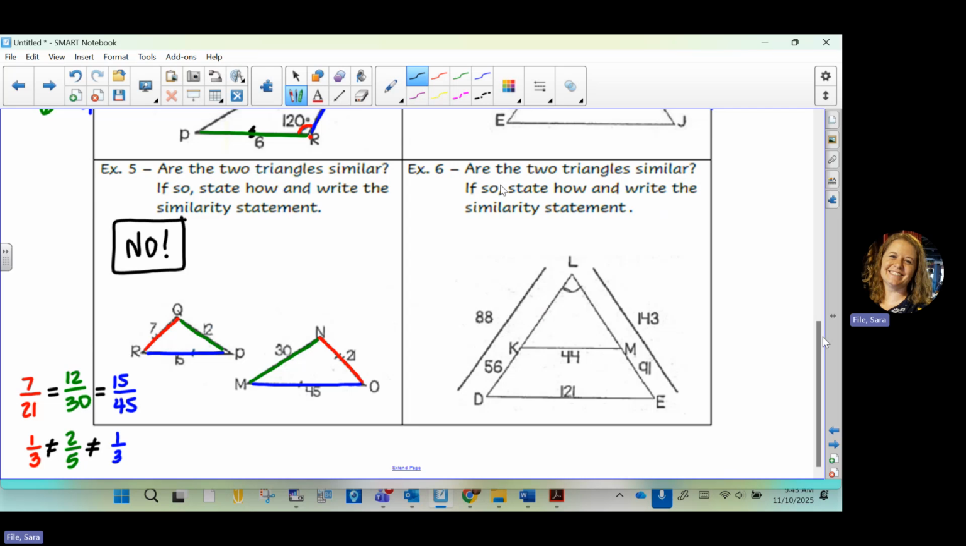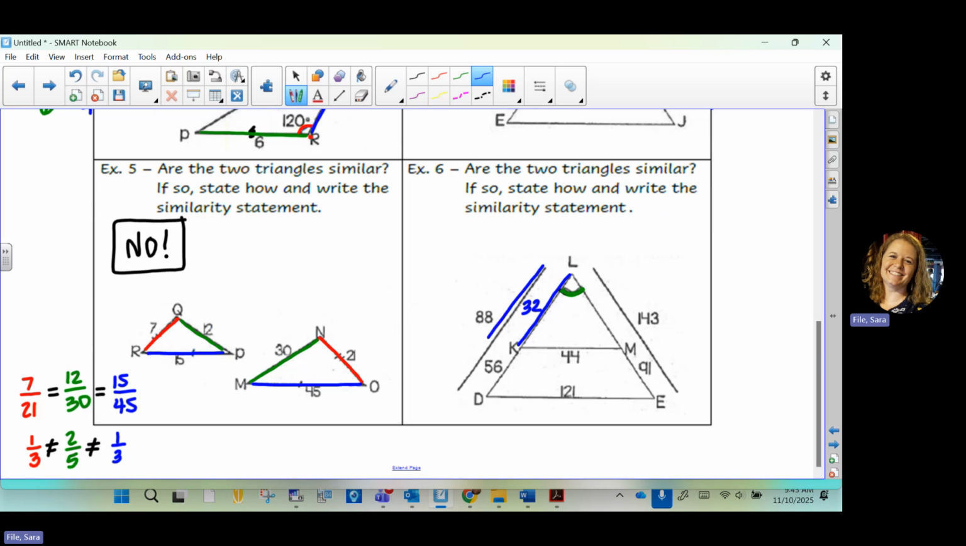Says, are the two triangles similar? Okay, we have the nested triangles again, so we know angle L is congruent to itself. So we know the total length, and we know these little portions. I need to actually get this side length of the small triangle. What would I do to get that? Yeah, if I subtract 88 minus 56 to see what's left, I get 32.